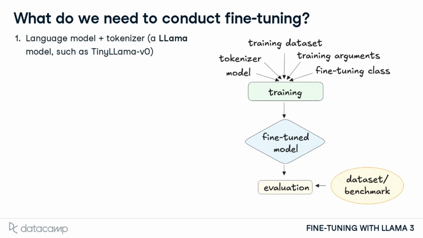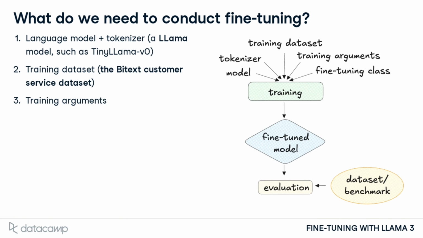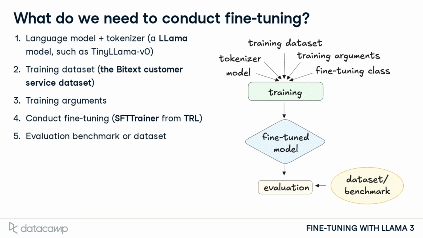First, the Llama model and tokenizer that we'll use as our baseline. We'll then have a training dataset like the Bitext customer service dataset to provide the model with domain-specific examples for learning. We'll also define training arguments, which configure how the model learns, such as hyperparameters. We'll use the SFTTrainer class from the TRL library to conduct the fine-tuning process. Finally, we'll use Rouge 1 to assess the model's performance and ensure our results meet expectations.